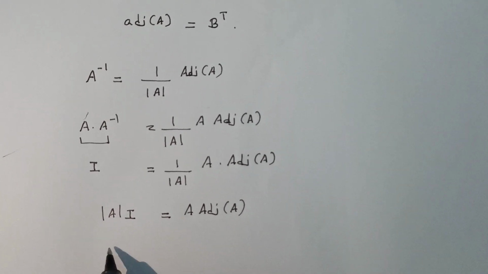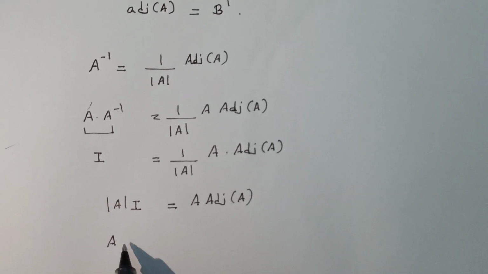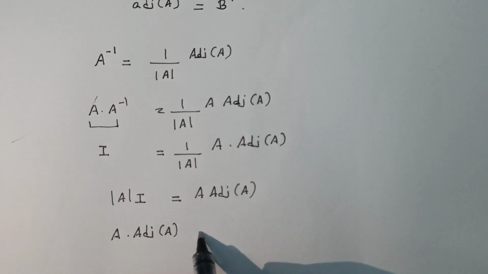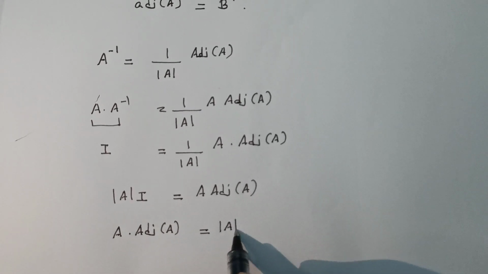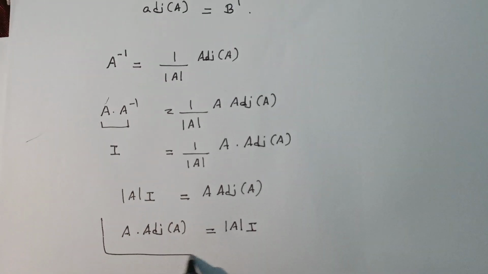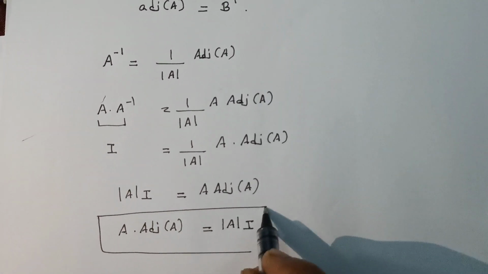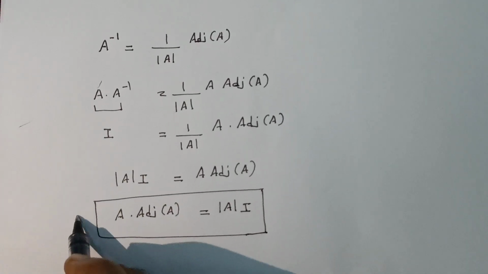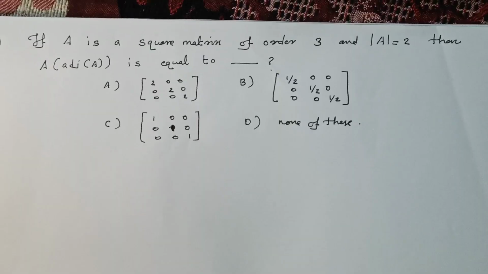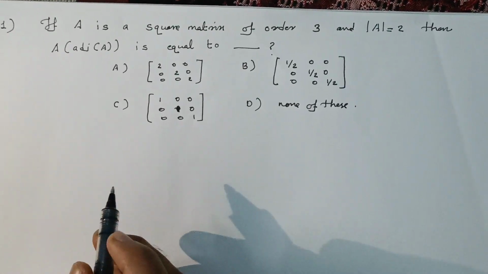That is, from this line we can find a property, that is A into adjoint of the given matrix A equal to determinant of the given matrix into the identity matrix of the same order. And this is the first property. You should remember this property, and there will be questions by using this property. Let's see a question from this portion.